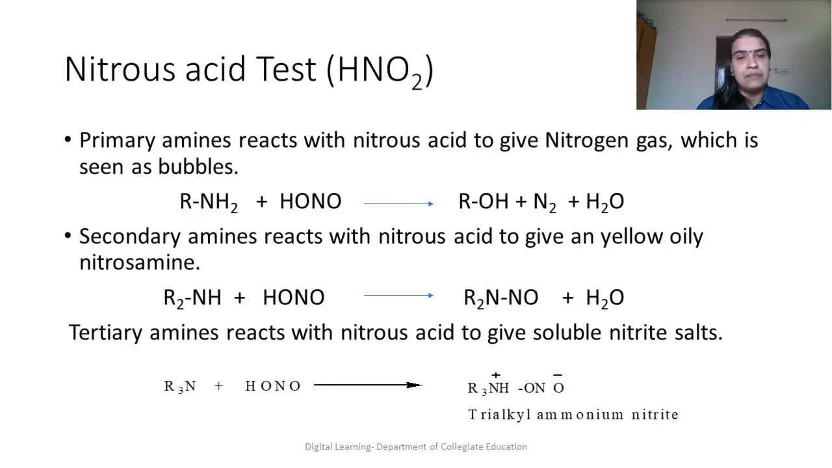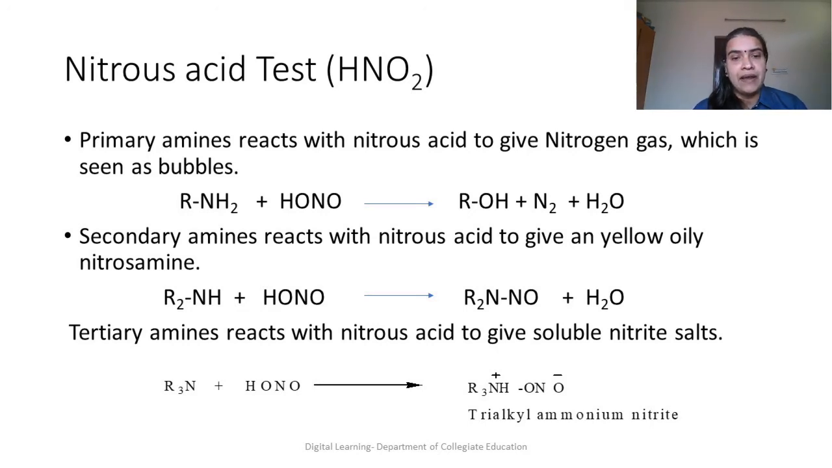In the case of primary amine, it will react with nitrous acid to give nitrogen gas, which is seen as bubbles. The equation can be shown as RNH2, which is primary amine, combining with HONO, that is nitrous acid, to form ROH, which is an alcohol, along with the formation of N2, nitrogen gas, and water. In this reaction mixture, the formation of nitrogen gas can be observed in the form of bubbles.